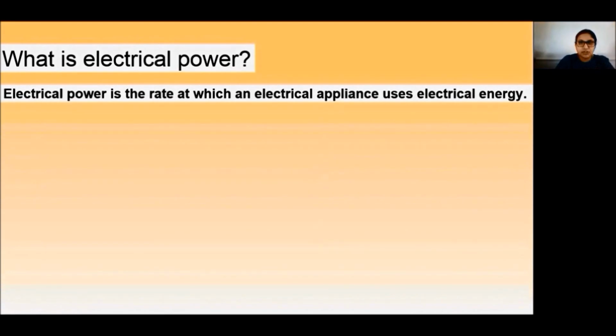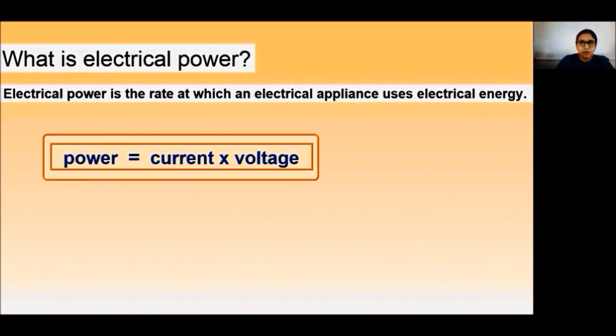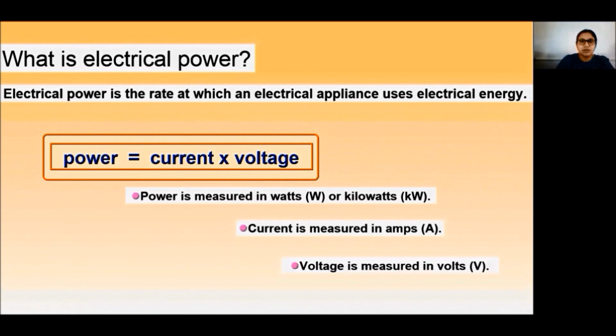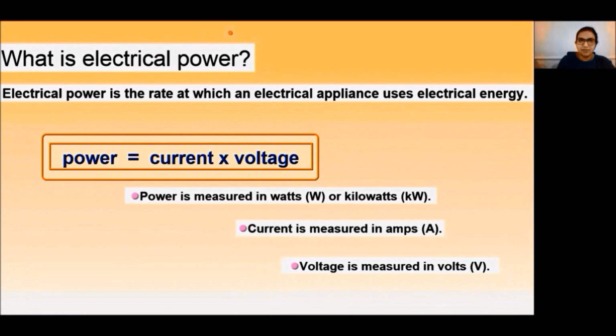So what is the expression for power? Power is equal to current into voltage. Power is measured in watts or kilowatts. Current is measured in ampere and voltage is measured in volts. The unit watt is very small, so in actual practice, we use a much larger unit called kilowatt. So we have learned now, power is the product of current and voltage.